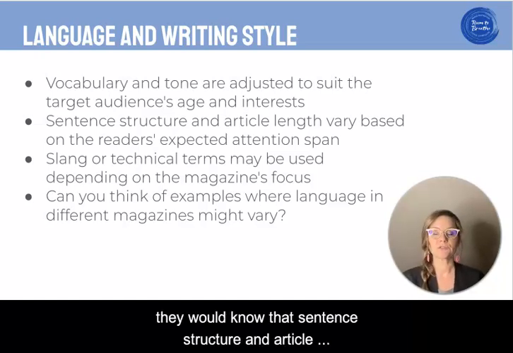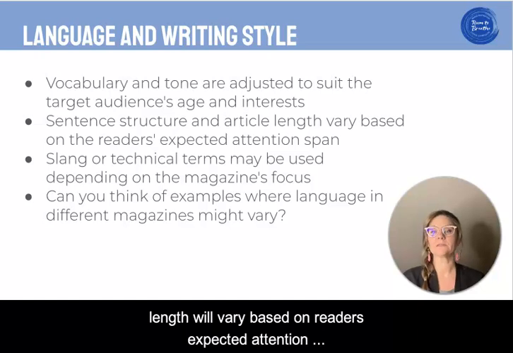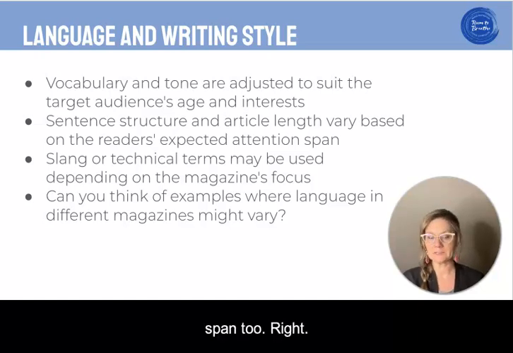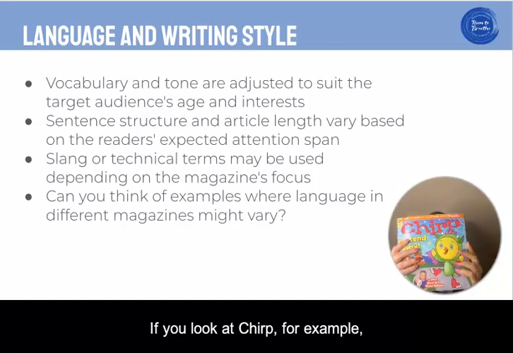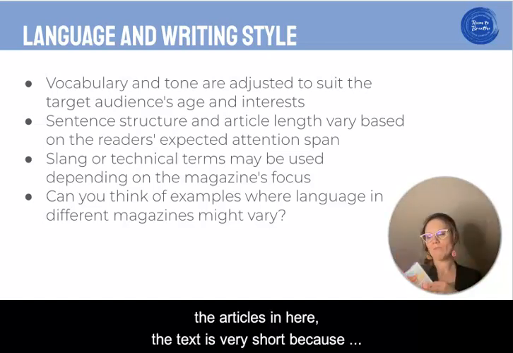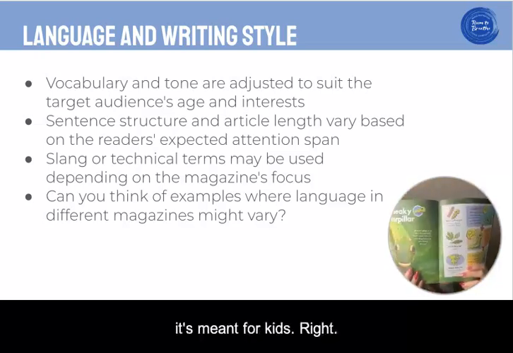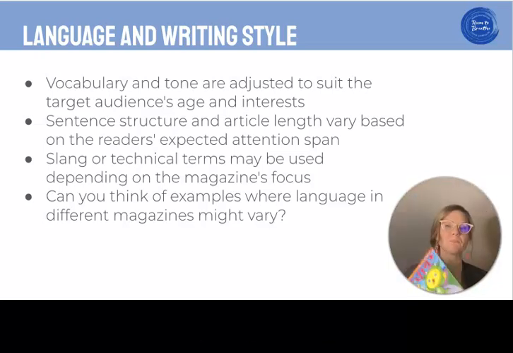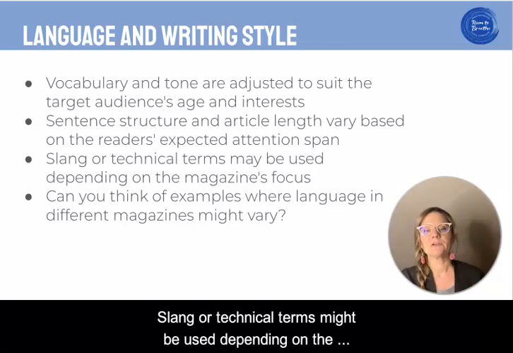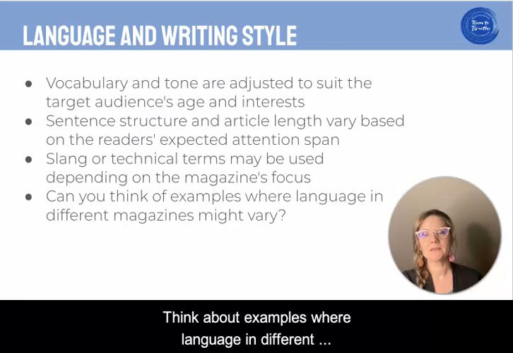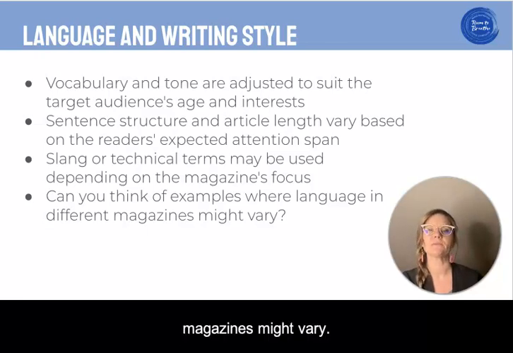Sentence structure and article length will vary based on readers' expected attention span too, right? If you look at Chirp, for example, the articles in here, the text is very short because it's meant for kids, right? Slang or technical terms might be used depending on the magazine's focus. Think about examples where language in different magazines might vary.